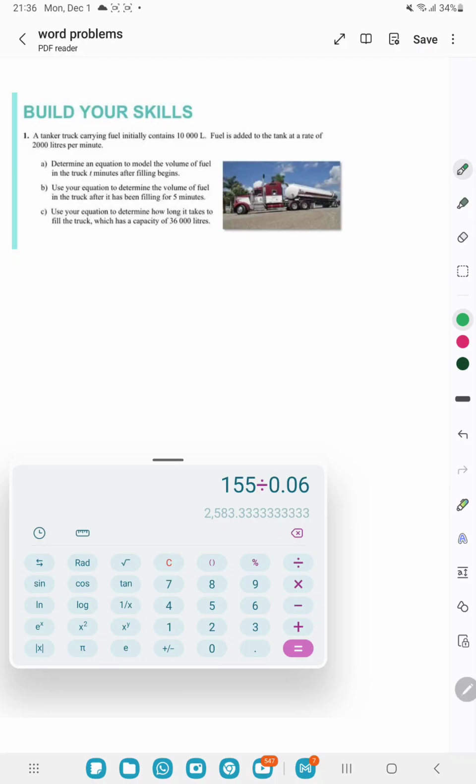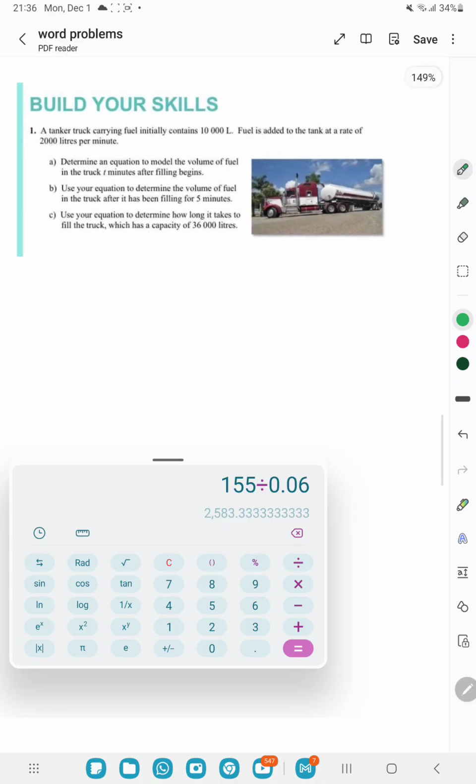Now let's look at the other type of question. A tanker truck carrying fuel initially contains 10,000 liters. Fuel is added to the tank at a rate of 2,000 liters per minute. So we have a rate. We can write y equals mx plus c, and m is given as 2,000, plus c.